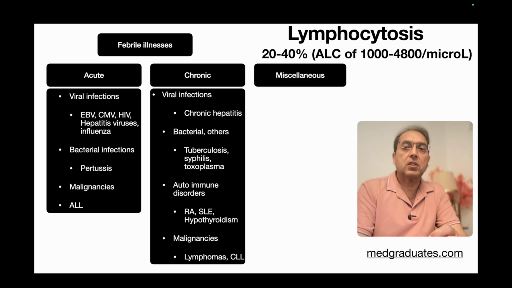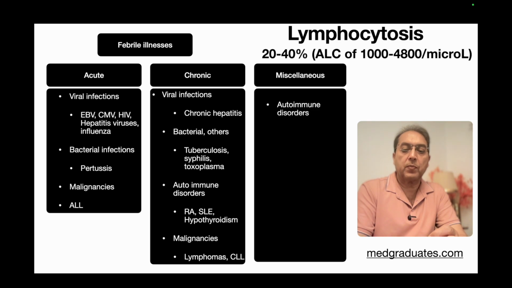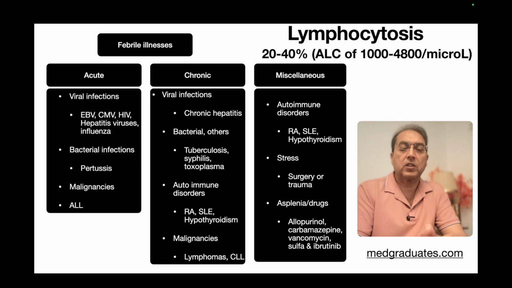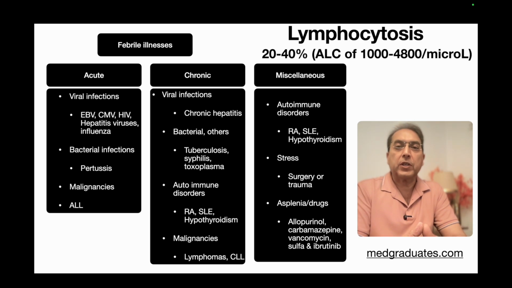And then you've got certain miscellaneous conditions which can produce it, for example, autoimmune disorders, as I mentioned, rheumatoid arthritis, SLE, hypothyroidism. They may be without febrile illness sometimes. And then you get stress. Both surgical stress or trauma can result in lymphocytosis. Then asplenia or drugs. If there is splenectomy or splenic infarctions causing hyposplenism, there can be lymphocytosis. Certain drugs can cause it, for example, allopurinol, carbamazepine, vancomycin, sulfa drugs, and ibrutinib. They can cause lymphocytosis. Some of the drugs can cause atypical lymphocytosis.